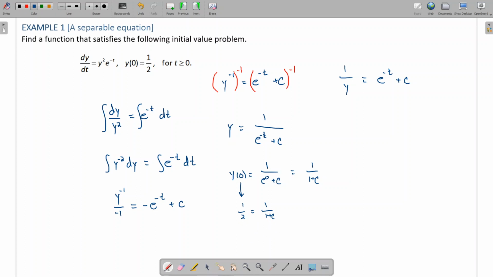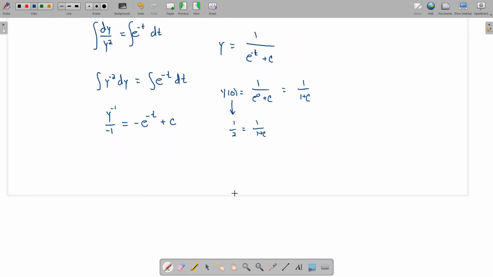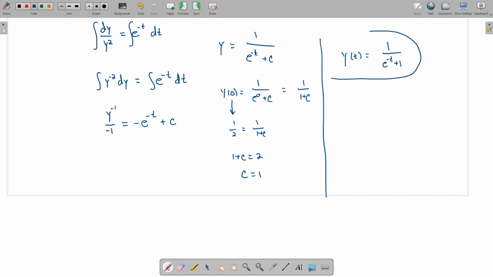If you cross multiply, then you have 1 plus c equals 2. Subtract this over, c is equal to 1. So putting this back in gives us our particular solution. y of t is equal to 1 over e to the negative t plus 1. And that's it. That's our solution for that first one.